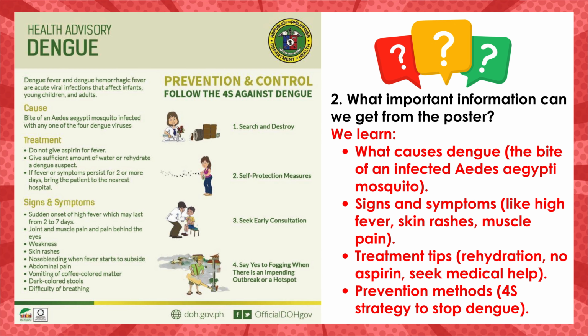Number 2. What important information can we get from the poster? Answer: we learn what causes dengue, the bite of an infected Aedes aegypti mosquito. Second, signs and symptoms like high fever, skin rashes, and muscle pain. Third, treatment tips: rehydration, no aspirin, and seek medical help. And lastly, prevention methods, 4S strategy to stop dengue.